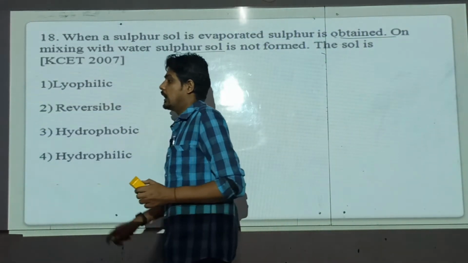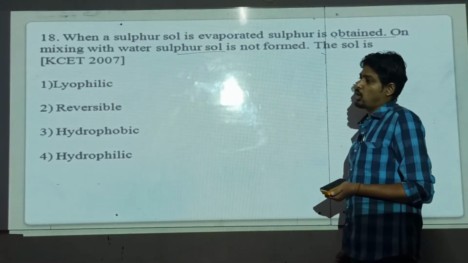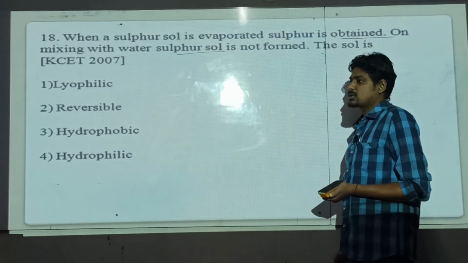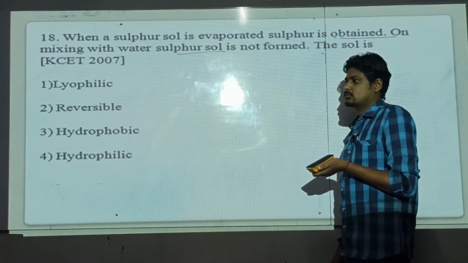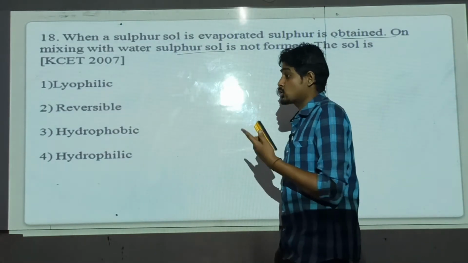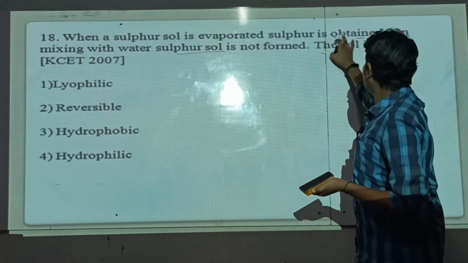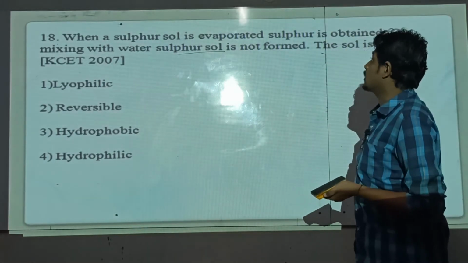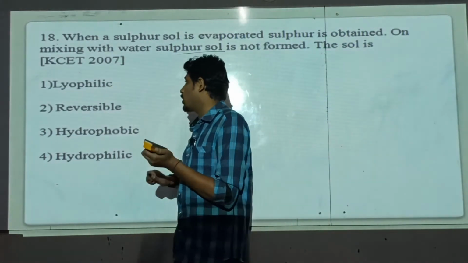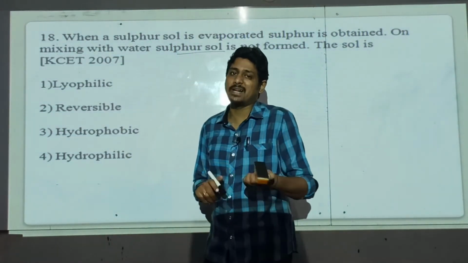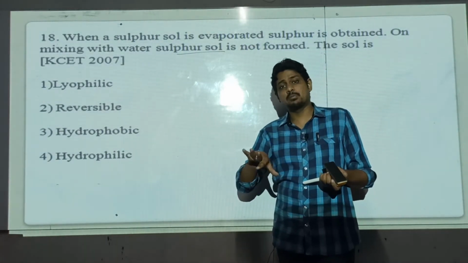Okay, when a sulphur sol is evaporated, sulphur is obtained, and on mixing with water, sulphur sol is not formed. See, here they are asking you about the nature of the colloidal sol. It's just whether the given colloidal sol is reversible or irreversible.